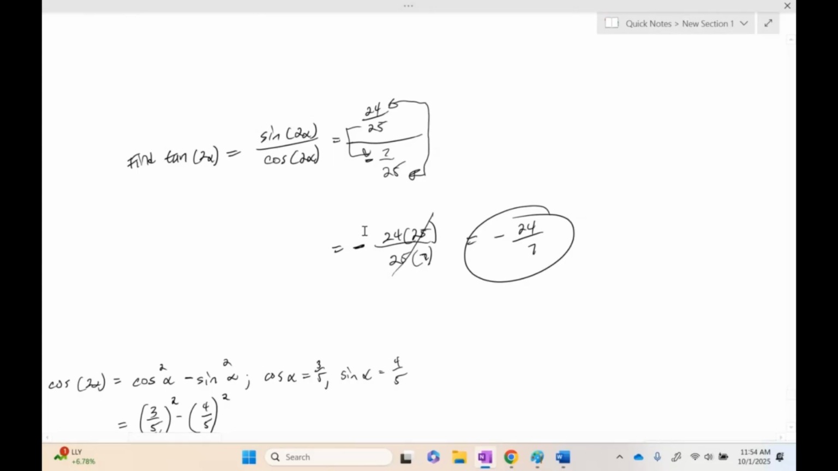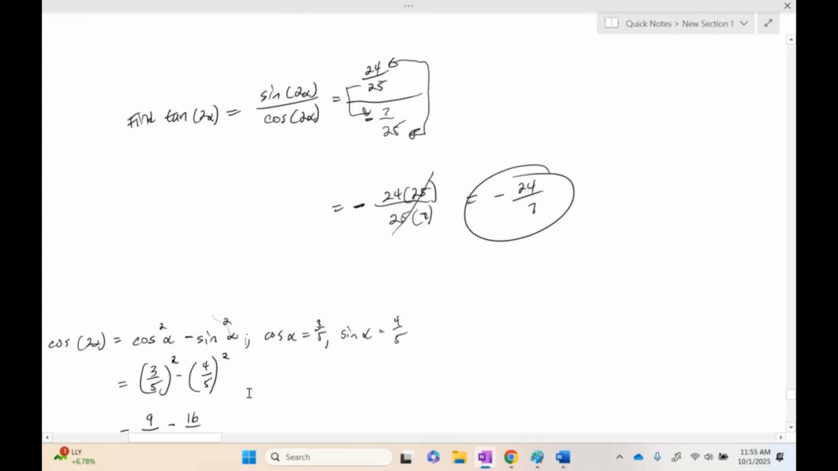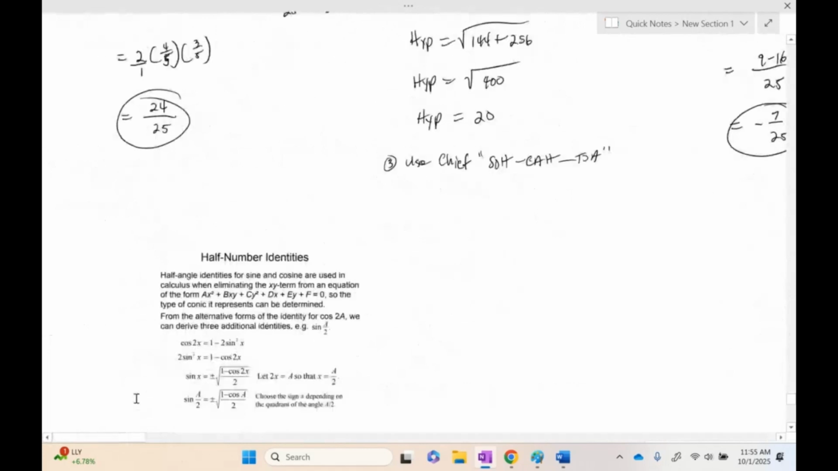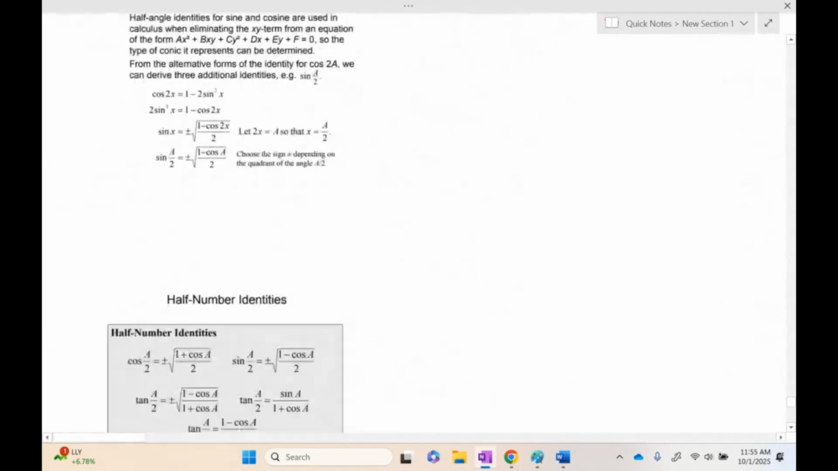All right, so any questions about the double angle identities? Right. So the only thing you got to do is sketch out a triangle, maybe find x, y, r, right? Then just substitute those values into the formula. We're going to do much the same with the half number identities.